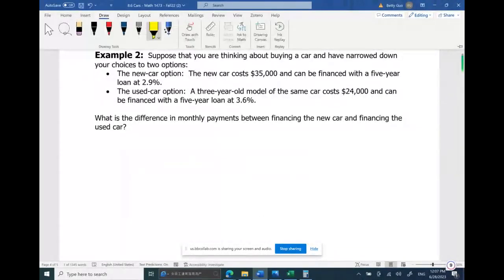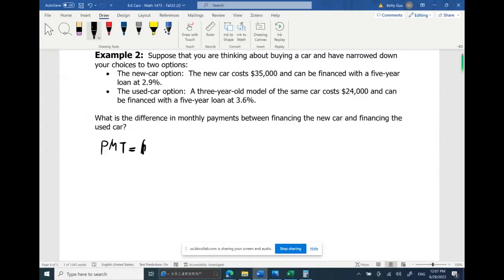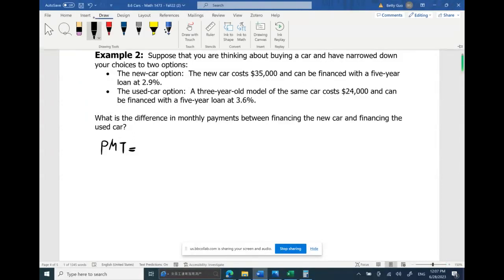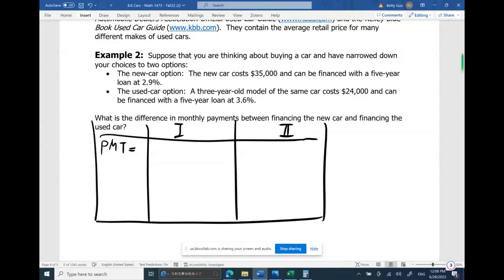All right, in order to answer that question, we need to find the monthly payment for the first option, and the monthly payment for the second option. I'm going to make a table. This is option 1, this is option 2, okay? And this is the monthly payment.